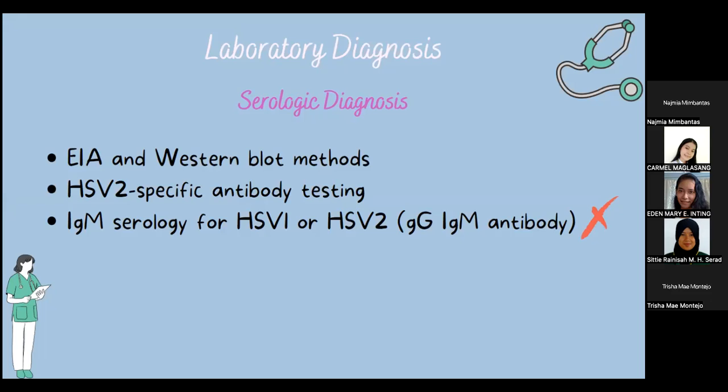And also the HSV2 specific antibody testing of pregnant women and their husbands helps predict neonatal transmission risk. A positive HSV2 antibody in a patient with genital vesicles or ulcers is highly likely to represent true genital herpes. IgM serology for HSV1 or HSV2, including the gG IgM antibody, is not specific or sensitive. That is why it should not be used for diagnosis of primary infection. Next, please.